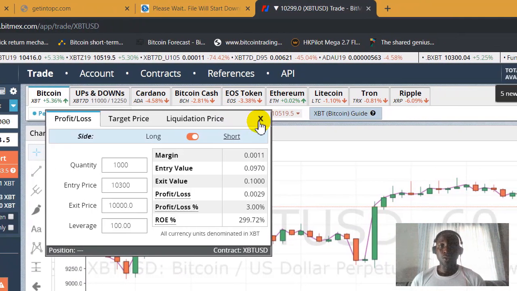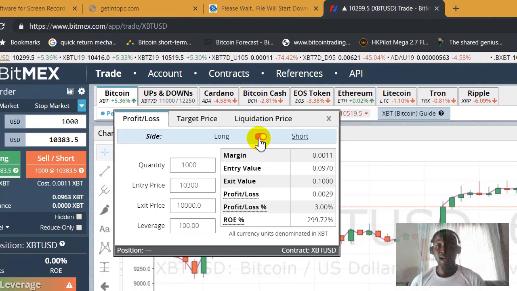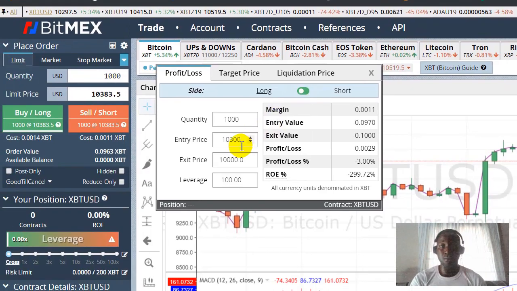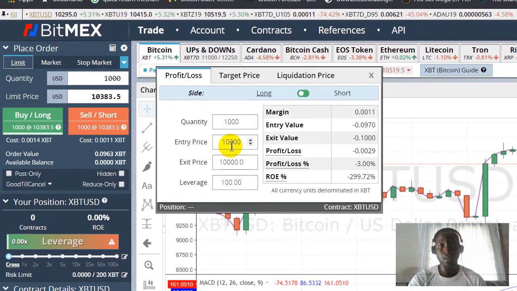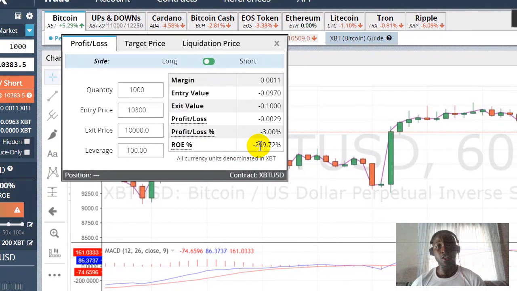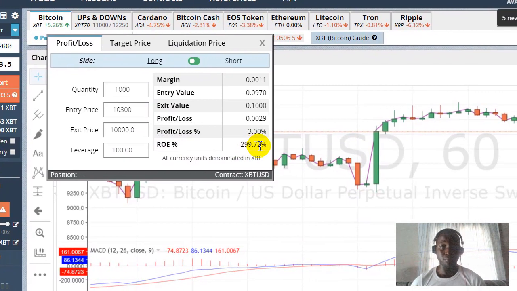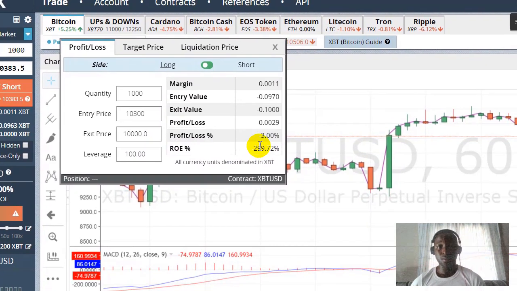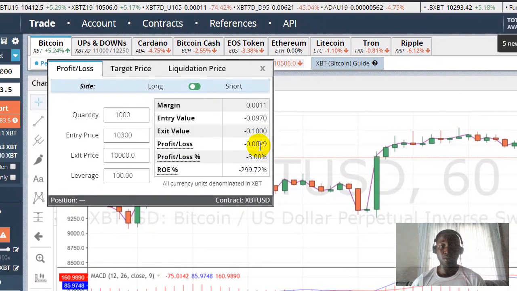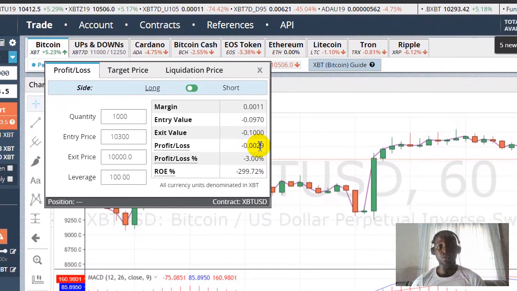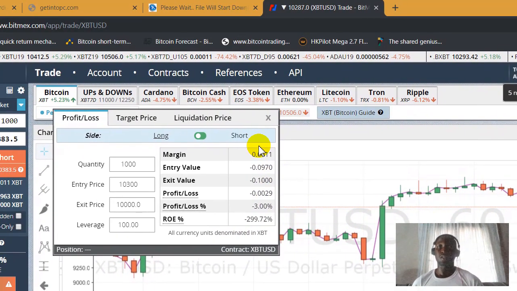Okay, so let's say the market goes against me. I long it, and the market goes from that to here. You can see the loss I'll be taking, the 299% in a reverse case, and that is the amount I'll be losing. We're losing 0.029 Bitcoin. So it's a reverse scenario.